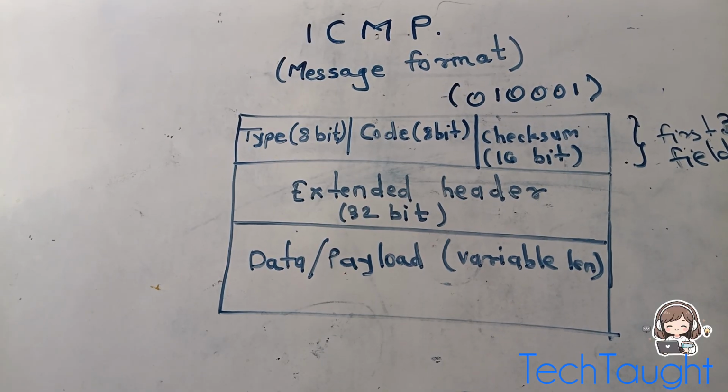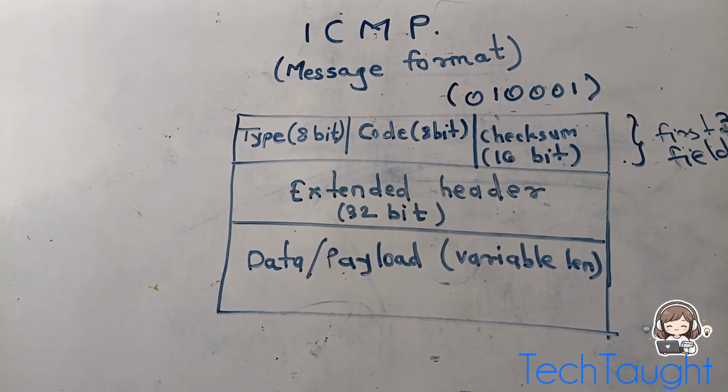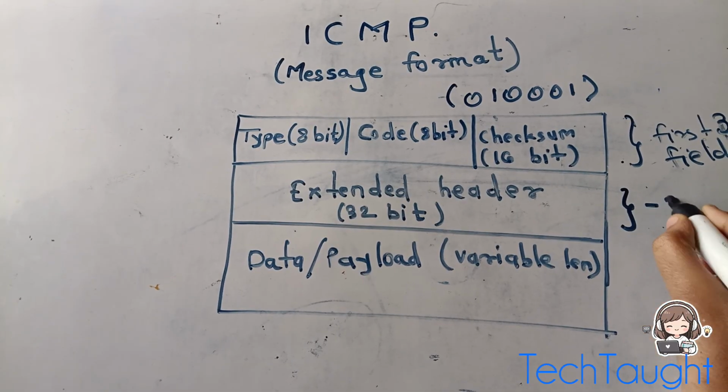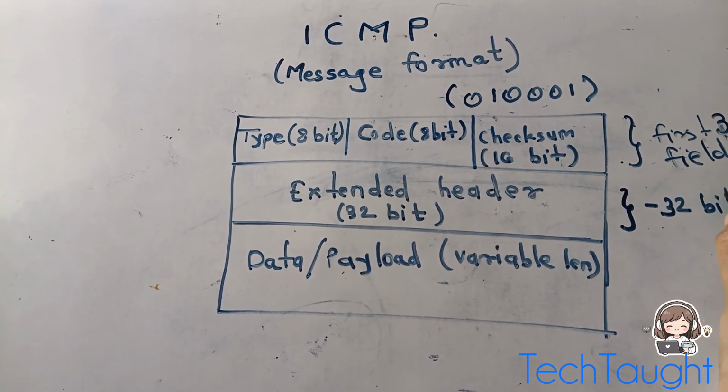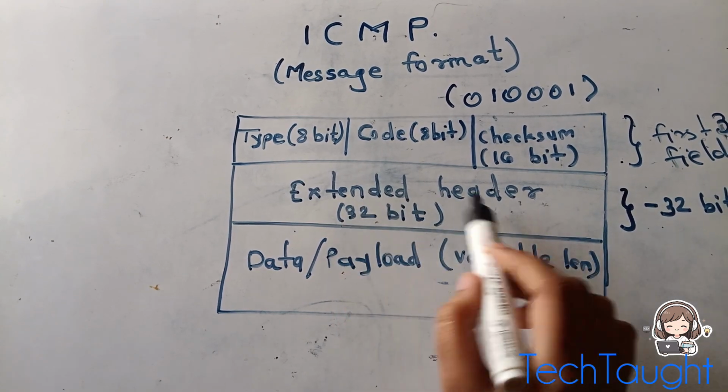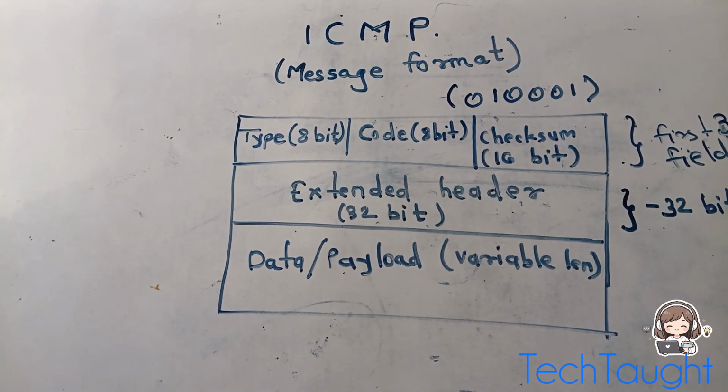Then the next 32 bits of the ICMP header are the extended header. This is the next field, which is 32 bits of data. So what does it mean by extended header? Let's see.